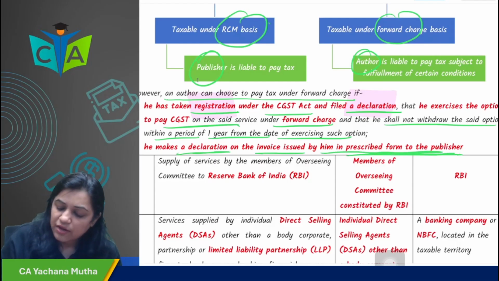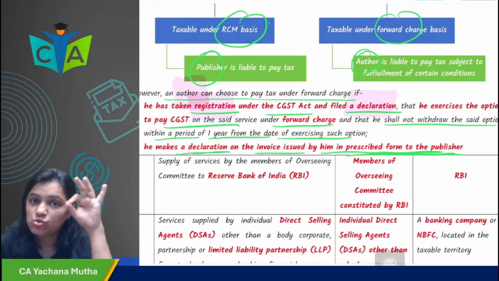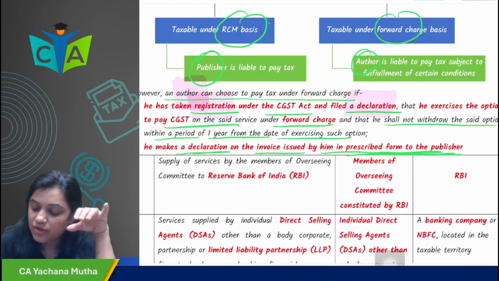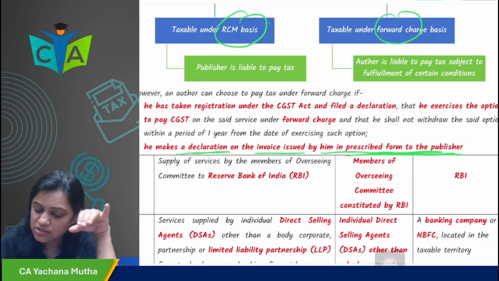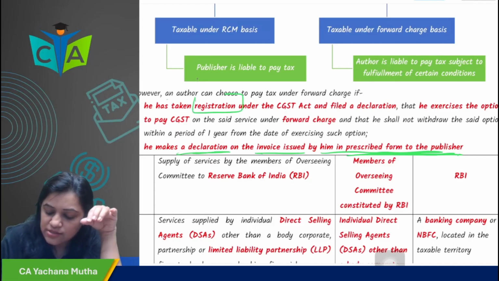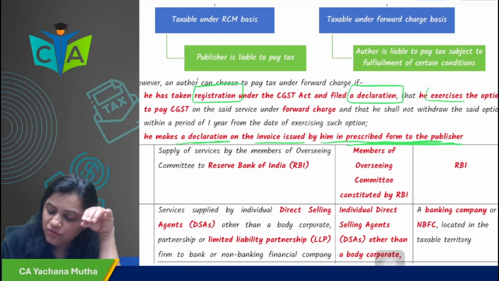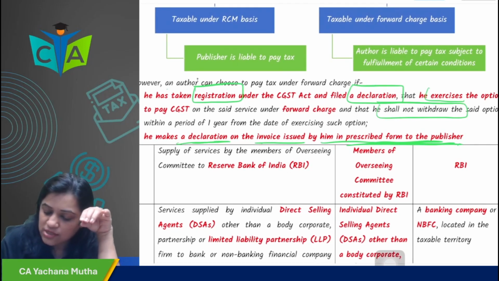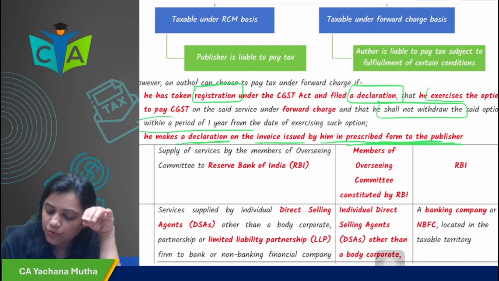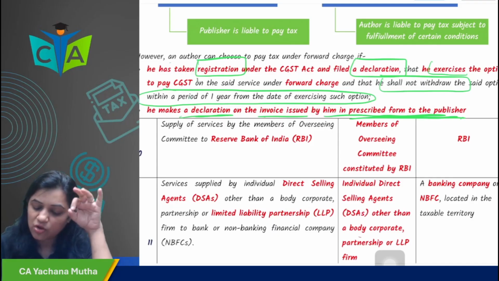So, yes, the author can choose to pay tax under forward charge. If he has chosen to pay tax under forward charge, he has to take registration and file a declaration that he exercises the option to pay under the forward charge, and he will not withdraw the said option within a period of 1 year from the date of exercising the option.